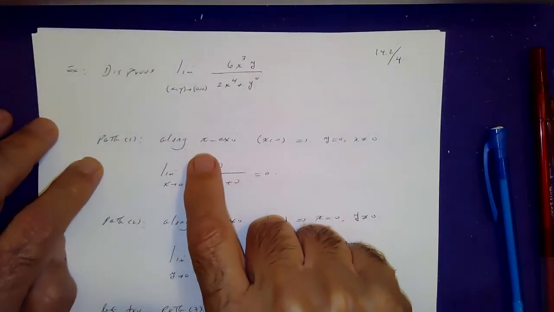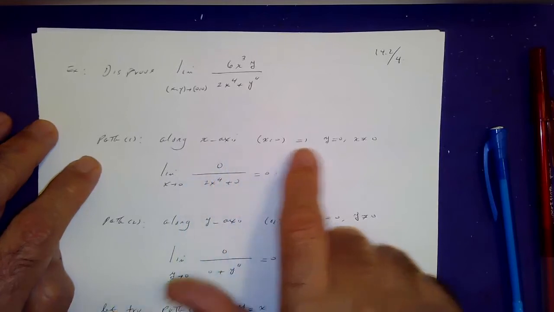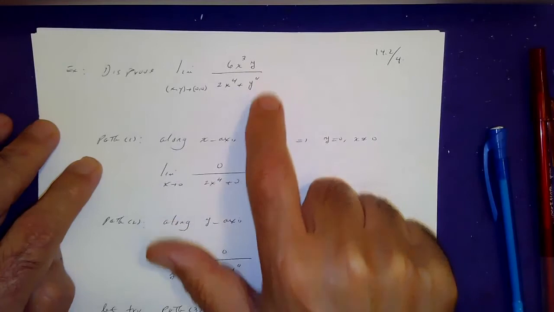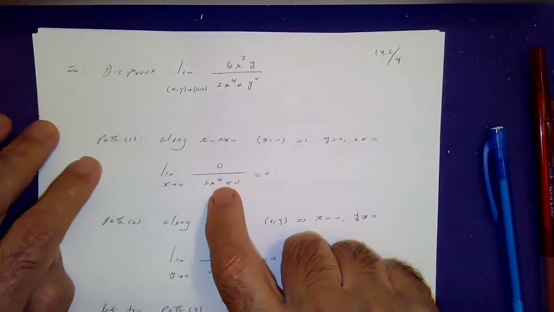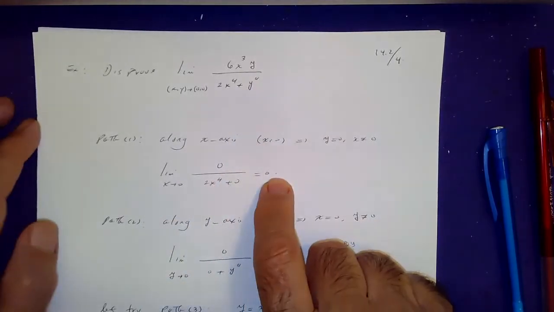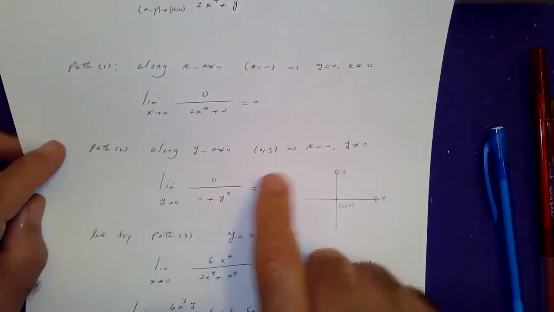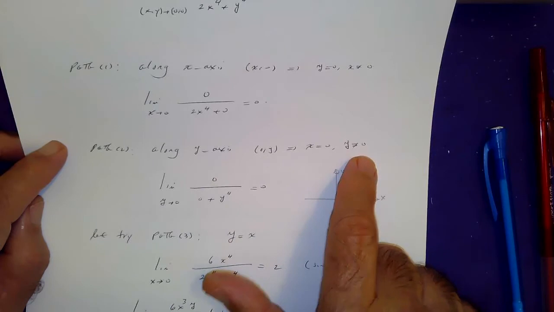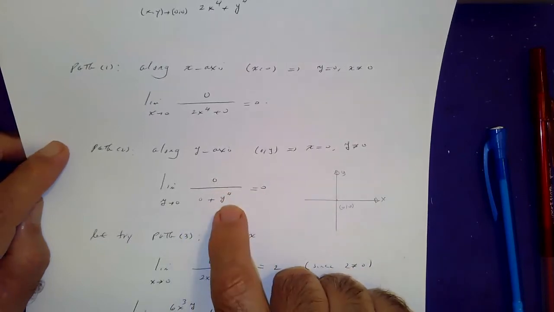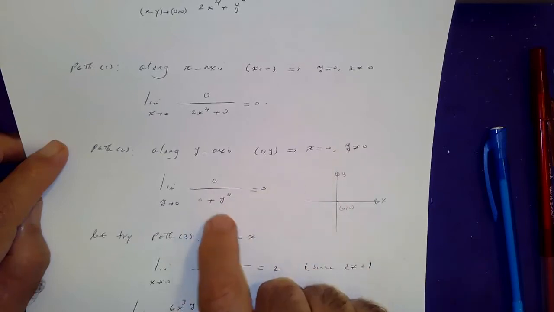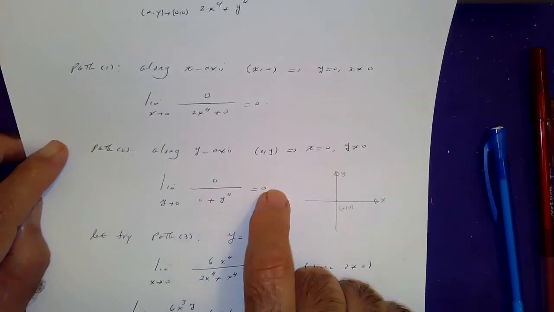However, we have a problem here. If you go along the x-axis, y is 0, x is not 0. So replace the y's with 0, but x is not 0. This guy approaches 0. On the other hand, if you go along the y-axis, x is 0, y is not 0. Replace the x's with 0, but don't touch the y's. But because y is not 0, 0 divided by a non-zero number, that's 0.